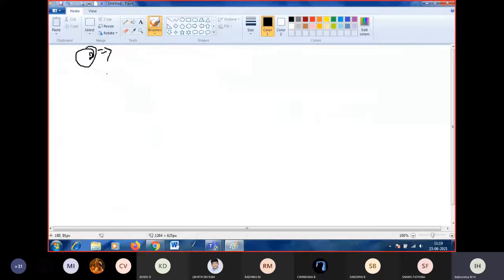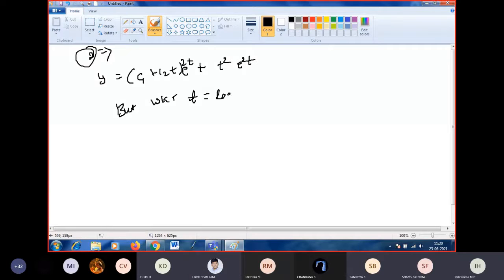So equation 2 becomes y is equal to YC, which is (c1 plus c2 t) into e power 2t, plus what we got for YP, t square e power 2t. But we know that t is equal to log of 2x plus 1. And what is e power t? 2x plus 1. You substitute all these values in the solution.